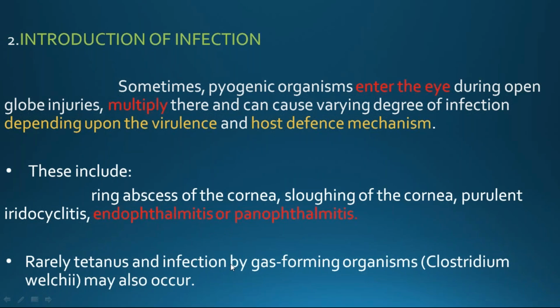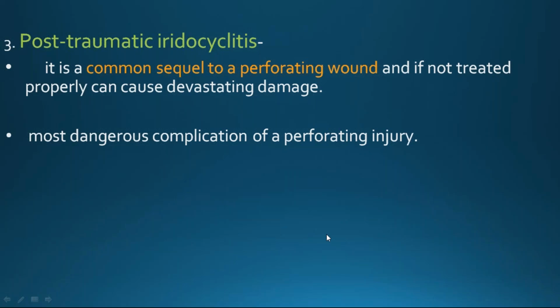Clearly, tetanus and infection by gas-forming organisms, Clostridium welchii, may occur. This is about the infection. Infection can cause ring abscess of the cornea, sloughing of the cornea, purulent iridocyclitis, endophthalmitis, and panophthalmitis. Tetanus and infection by gas-forming organisms may also occur.